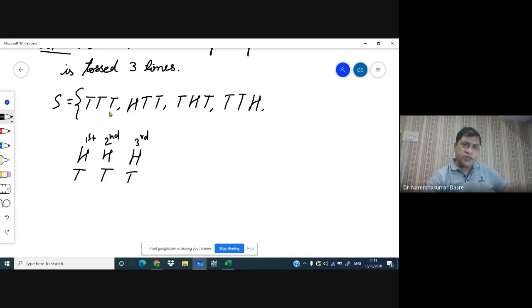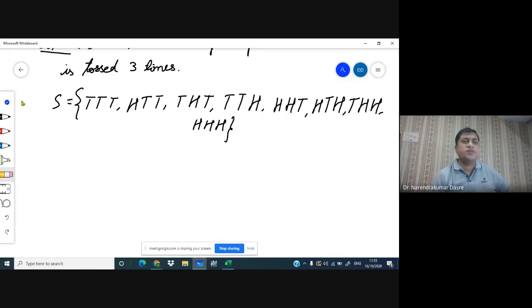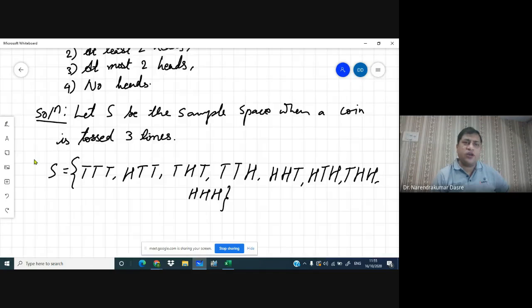Now this is no head. Here we get one head, and now we'll get two heads. How do we get two heads? First head, second head, then tail. First head, second tail, and then third head. First tail, and then second and third head. And now we get three heads: first head, second head, and third head. So these are all the possible combinations, and this is the sample space. We got the sample space.